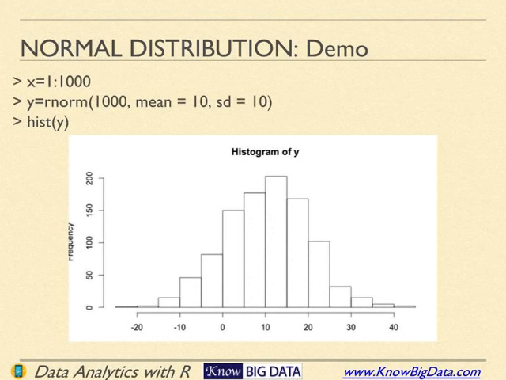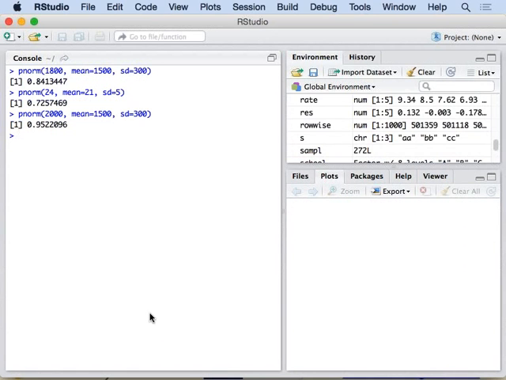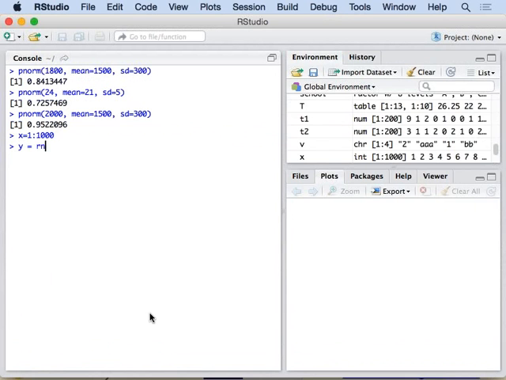All right. If you want to plot a graph quickly, like a histogram, you can say x equals 1 to 1000, and then y equals rnorm of 1000. rnorm gives you random numbers which fall into the normal distribution. I'll show you what that means.